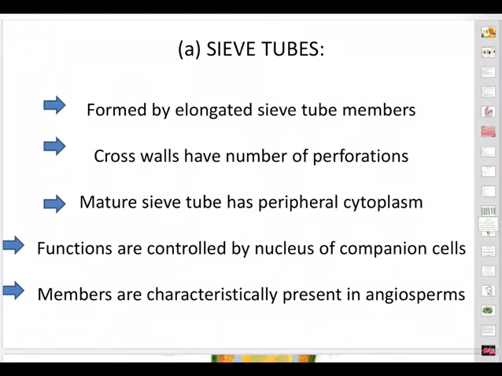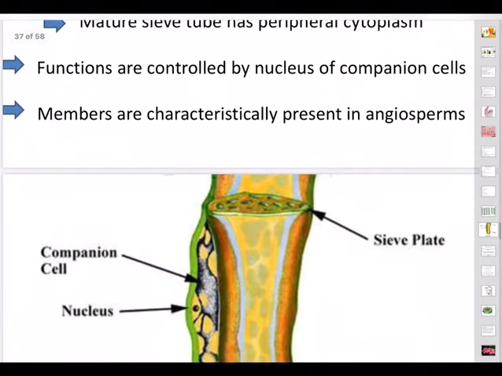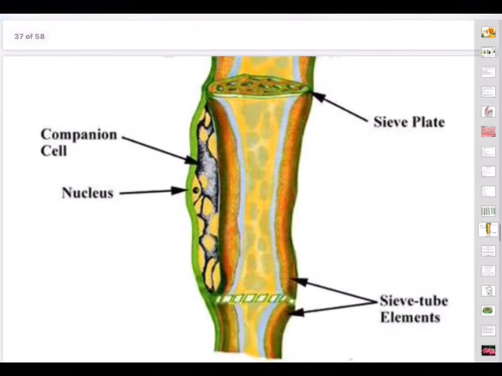Sieve tubes are formed by elongated sieve tube members. Cross walls have a number of perforations. Perforation means holes. A mature sieve tube has peripheral cytoplasm, peripheral means outside cytoplasm. Functions are controlled by the nucleus of companion cells, and members are characteristically present in flowering plants. Look at this. So this is a sieve plate, and look at the perforations in the sieve plate, and identify the companion cell in this diagram. See the nucleus and sieve tube elements.